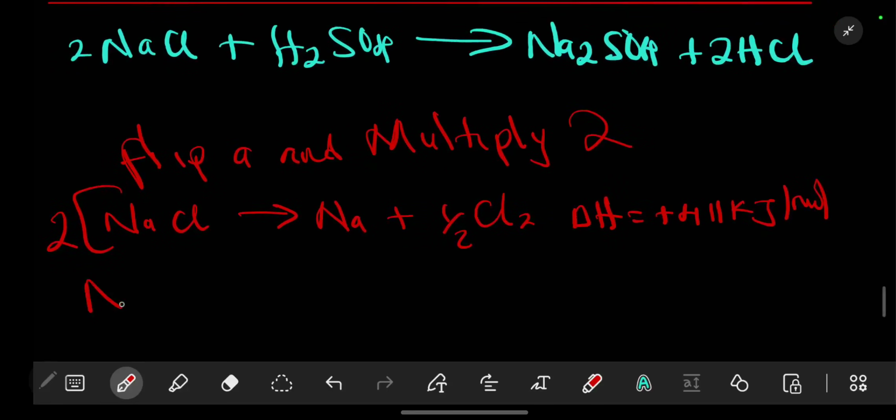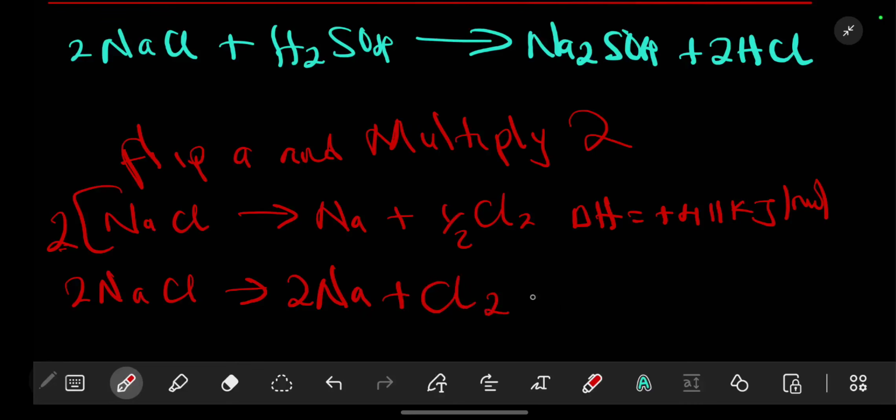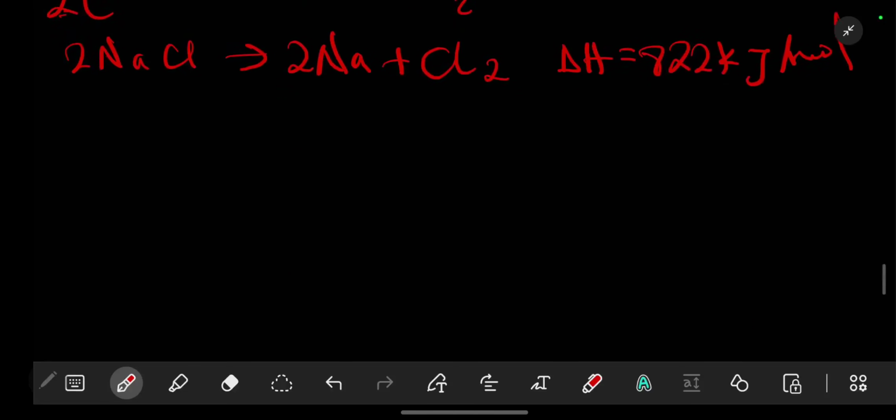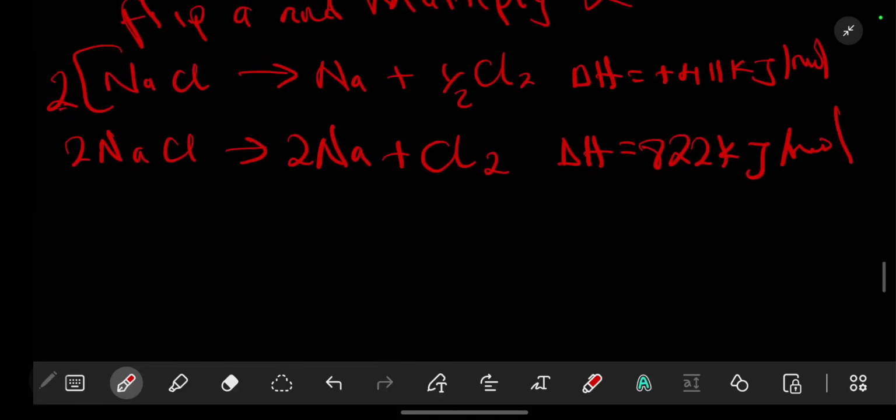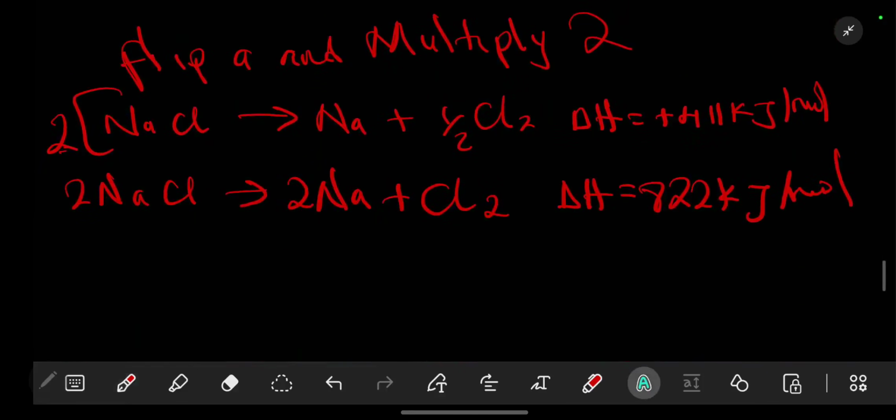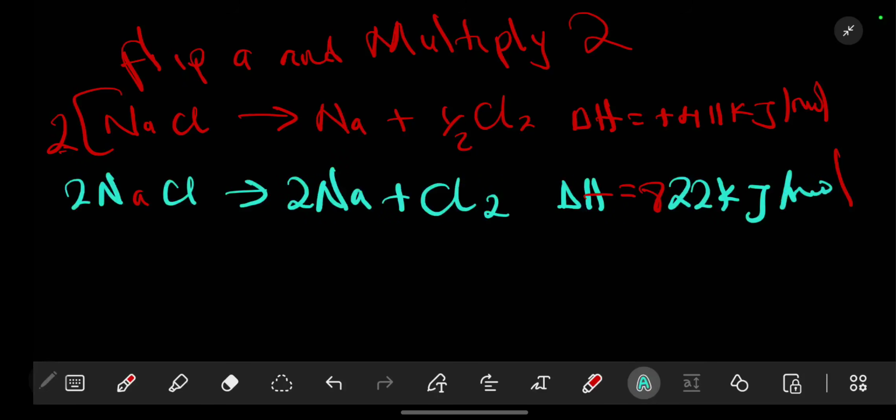2 sodium chloride. To produce 2 sodium, it will be this, plus 2 by half, it will be that. Then the change in enthalpy will be equal to, if you multiply your 411 by 2, 822 kilojoules per mole. So this is the equation that we are going to get for this problem. Then let's look at our B.